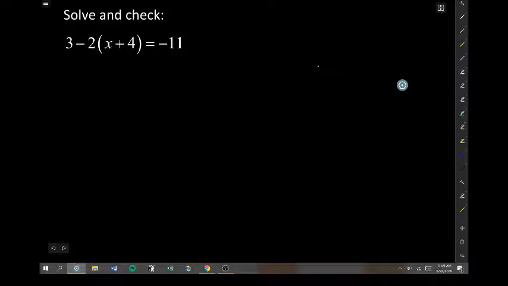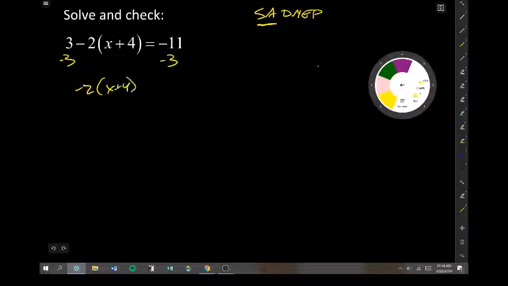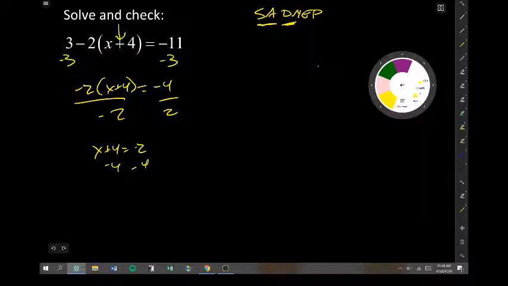So I'm going to solve and check this. Now, before I do the solving, I actually want to simplify. For the record, I could just solve, right? I could actually subtract the 3 first, and that would be me doing subtraction addition first, and that gets me negative 2 times x plus 4 equals negative 14. Then I could divide everything by negative 2 and do the multiplication division next, and that gives me x plus 4 equals negative 2. Then subtract 4 one more time, because now I'm dealing with the stuff inside the parenthesis, and that gets me x equals negative 6. So you actually can solve it that way.